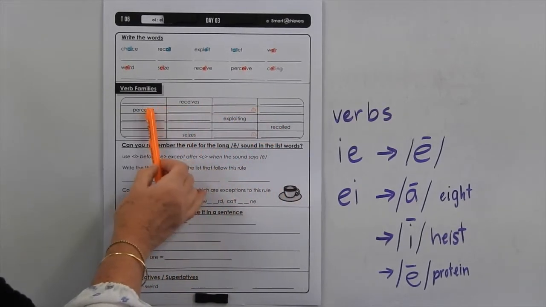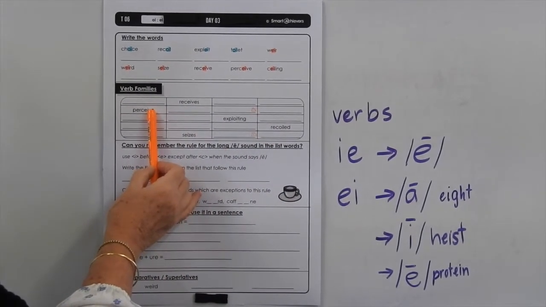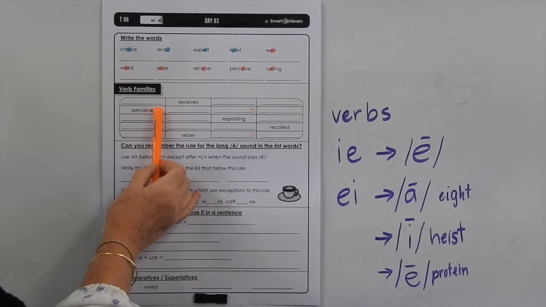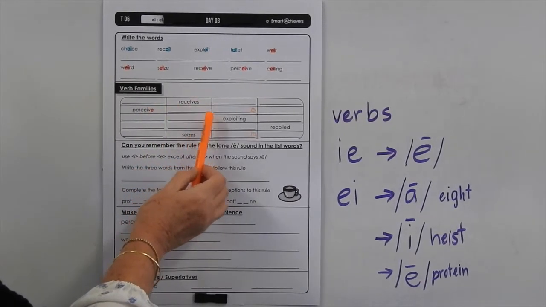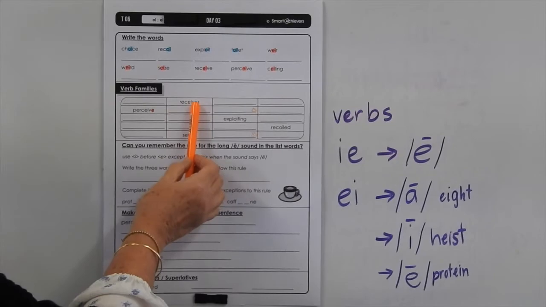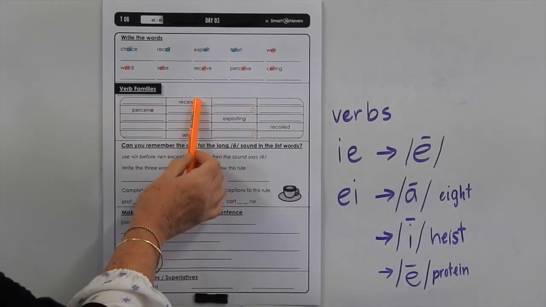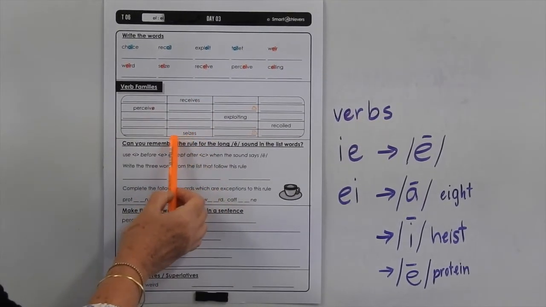Now, if the E's already there, you don't need to add another one when you add the ed, just add the D. The same with here. If the E's already there, remember to just add the S after it.